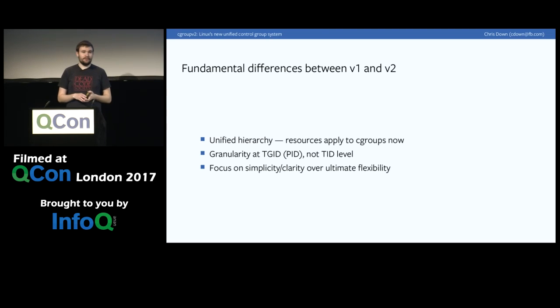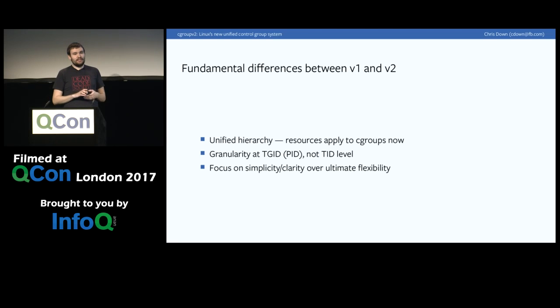One of the reasons it's really difficult to reason about in v2 is that now we have this unified hierarchy, many resource controls simply don't make sense like that. Like in v1, you could have separate threads from the same process in different memory cgroups. How are they supposed to compete for memory when they share tons of memory? It doesn't make any sense.